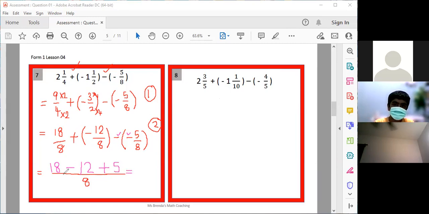Now you just work out this answer. What is 18 minus 12, guys? 6. What is 6 plus 5? 11. But don't forget your 11 over 8. Since this is an improper fraction, change it to a mixed number. That's it. Done. See that?